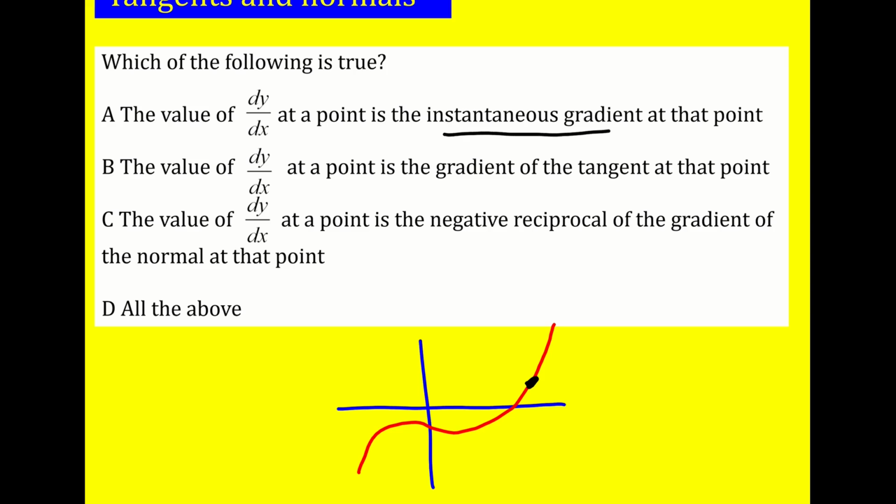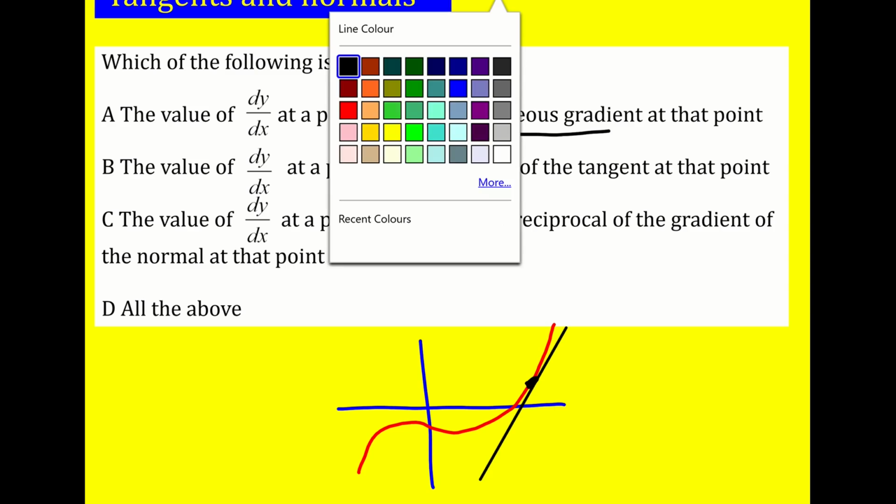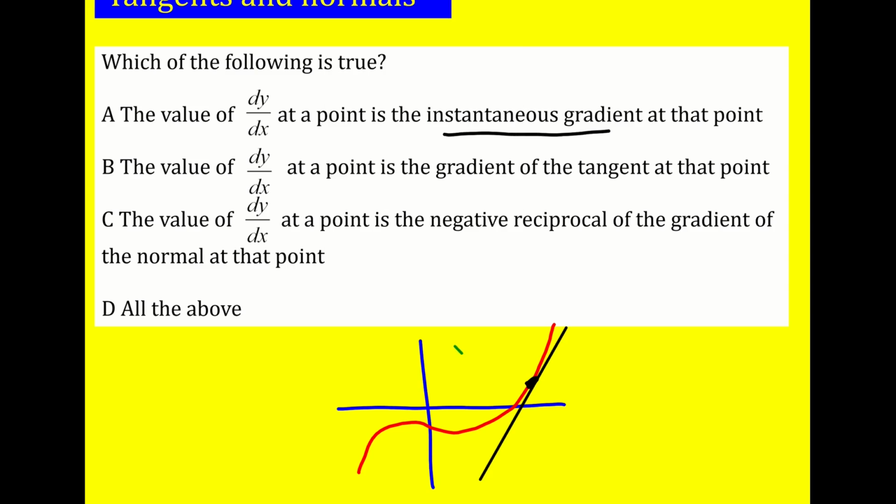A tangent at that point is a line that just touches it, and then a normal, just like with circles, is a line that is at 90 degrees. So see if that helps. What do you think the answer is?